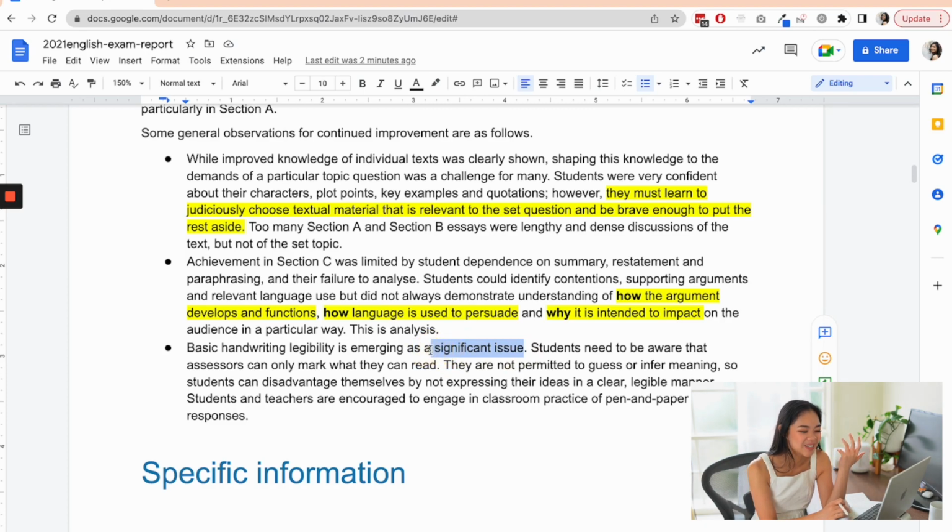I thought this one was really funny, by the way. Basic handwriting legibility is emerging as a significant issue. Okay, so here's some tips for you on how you can improve your handwriting.